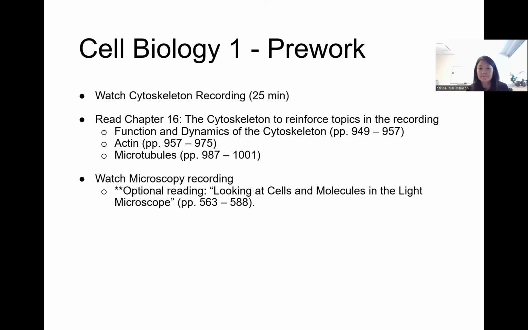or what kind of technique you would use in your research? Okay, so again, this is the recording for chapter 9. If you want more information, getting more into optics, feel free to actually read the chapter. And then don't forget to also watch the cytoskeletal recording and do the associated reading. Okay, see you in class.